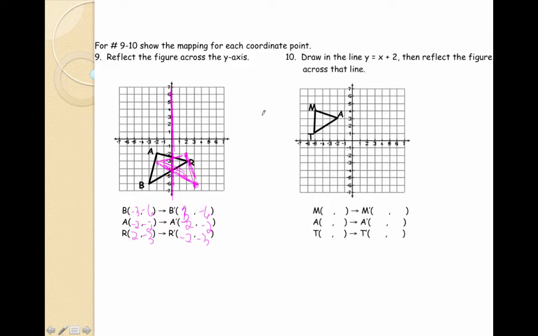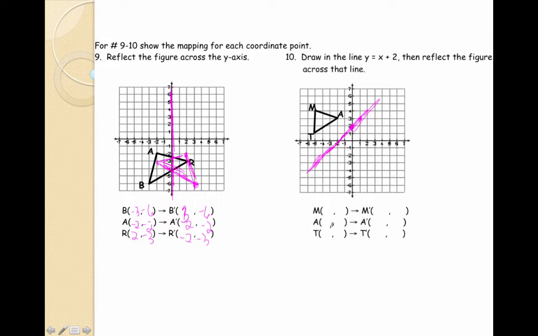Okay, and then number 10, we want the line y equals x plus 2. So that has a y-intercept of 2. Rise over run is 1. So here's the line. It has a slope of 1.